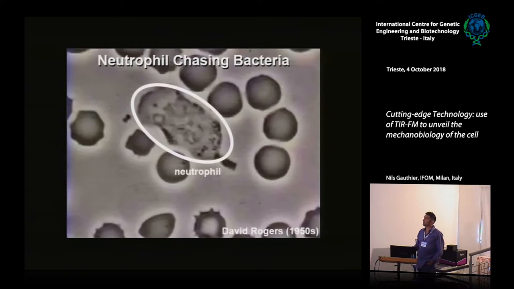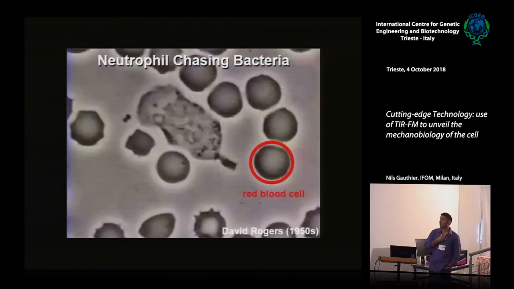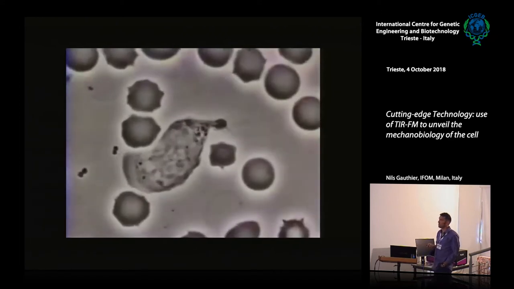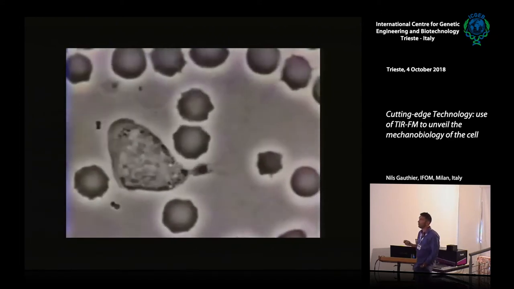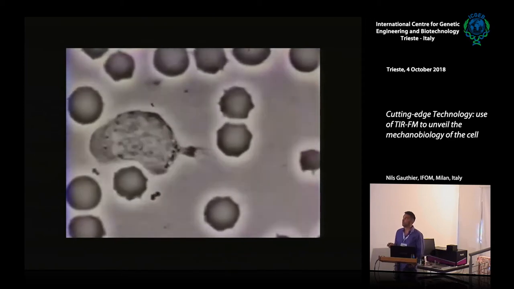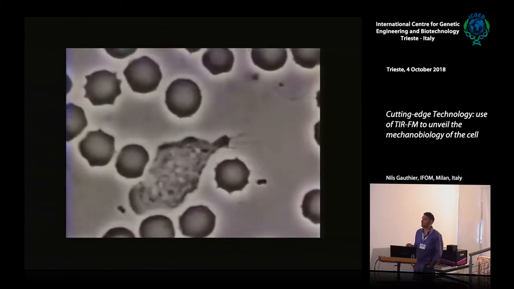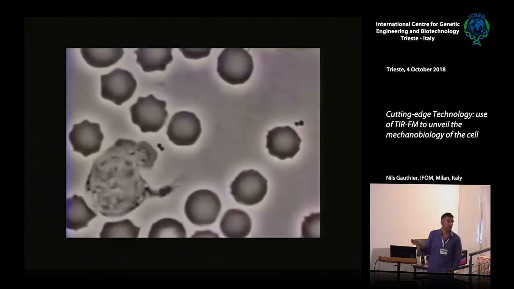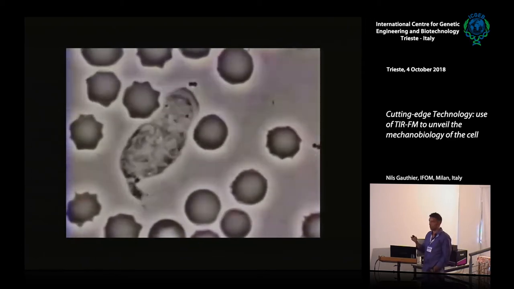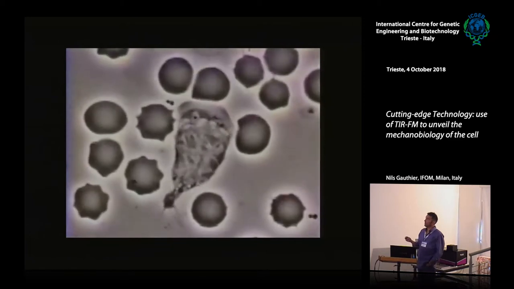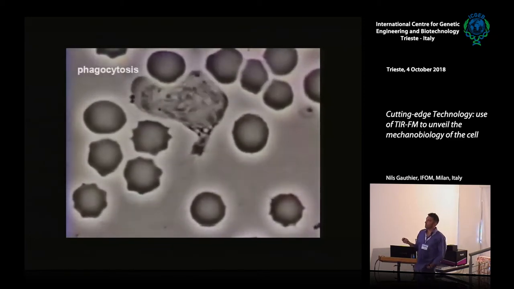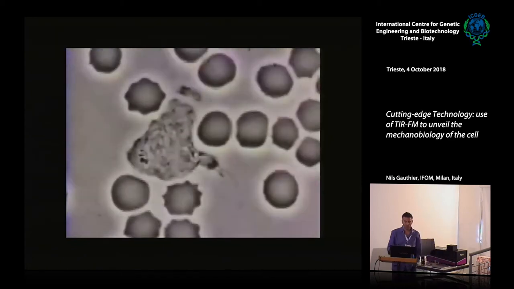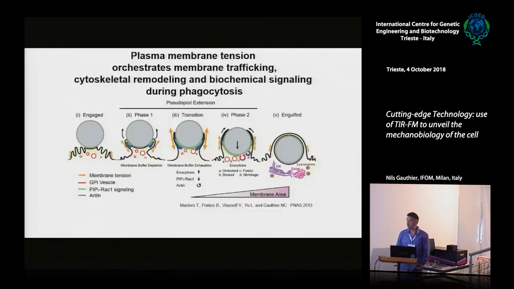And phagocytosis, it's an old process, and it's a ubiquitous process. It's your innate immunity, and this is a neutrophil that is chasing the bacteria. This is the classic movie from the 50s. The neutrophil is attracted by this little guy for reasons that are linked to cell polarity and membrane formation and so on that I showed you before. But at one point, it's going to grab and whoop, swallow it. And that's the process of phagocytosis for those elements.